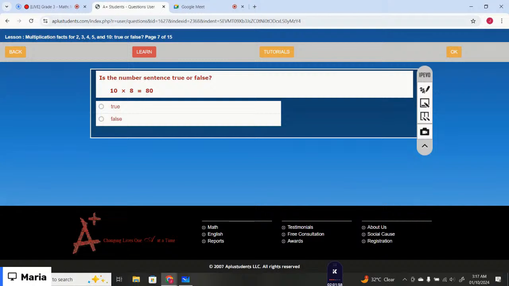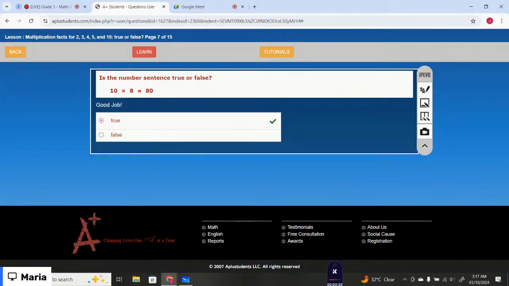Is the number sentence true or false? 10 times 8 equals 80. Yes, true it is, right? Both sides are exactly equal. So 10 times 8 is 80 is true. Option number 1 is the correct option. True it is because both sides are exactly equal.